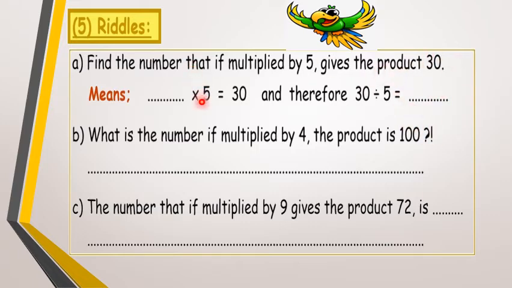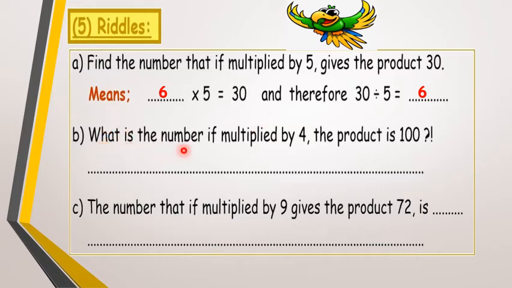So I will search in table 5 and see what this factor is. Or I can say that 30 divided by 5 gives me what? I know that 30 divided by 5 gives me 6. So the missing factor here is 6. 6 multiplied by 5 will be 30.